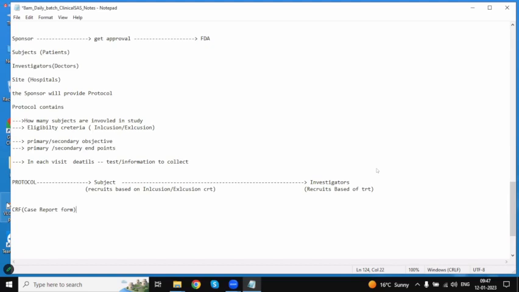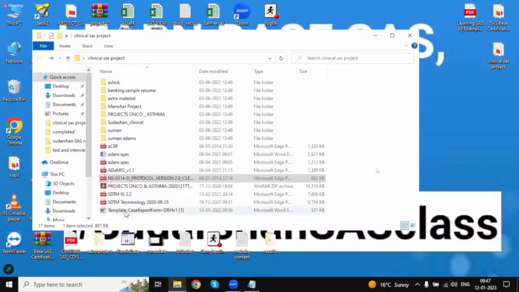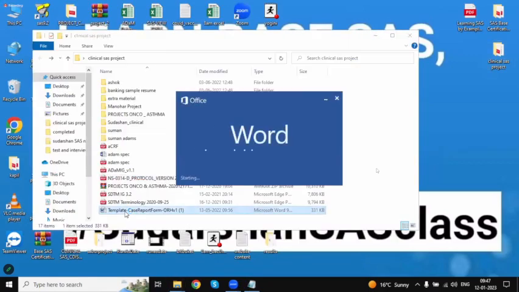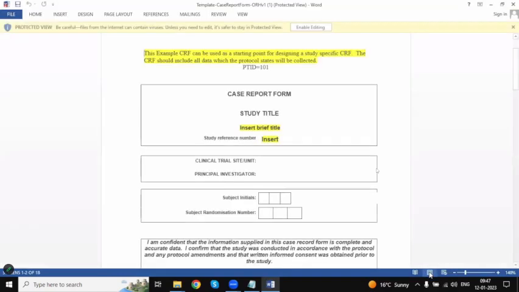In the same way, in the clinical trial process also, for each subject we are going to maintain one form, that is the case report form. Let me show you a sample. So this is a case report form. For every subject, we are going to maintain one form.